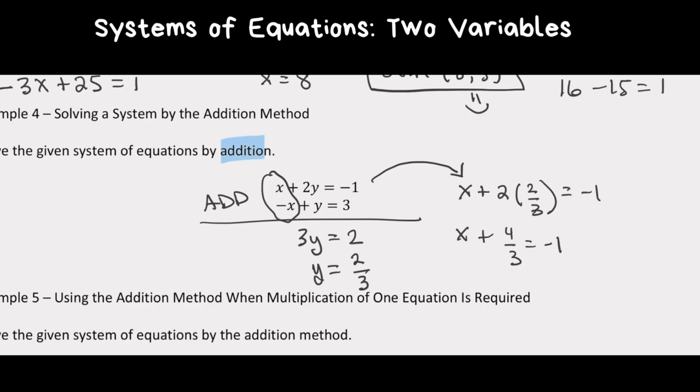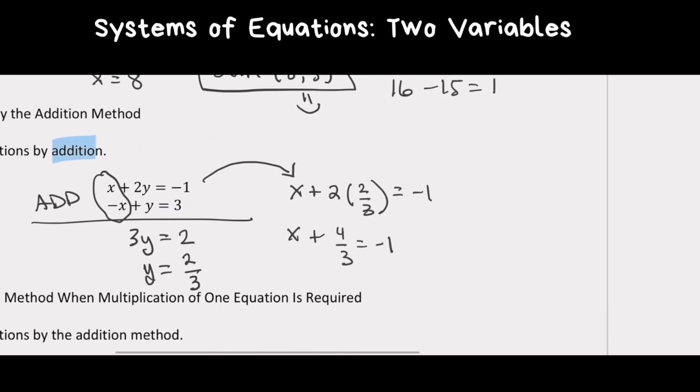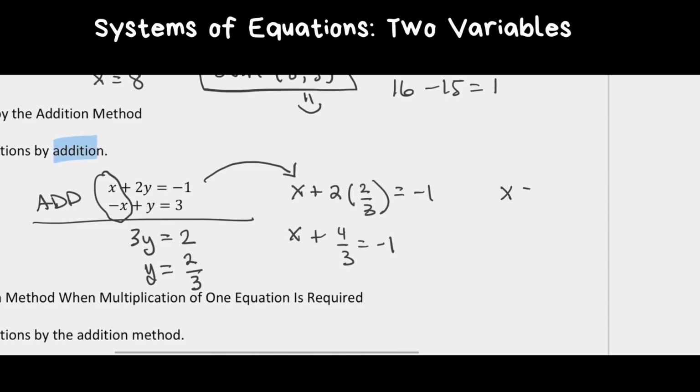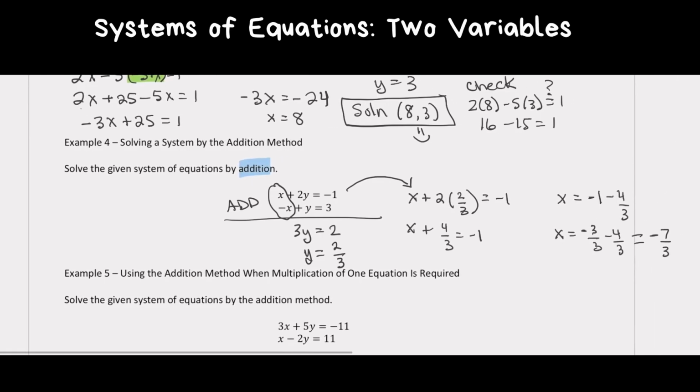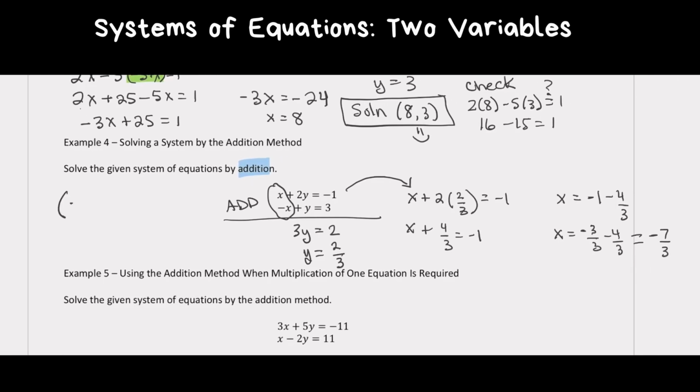I'm going to subtract 4/3 on each side. X is equal to -1 minus 4/3. Well, 1 is a 3/3. Now I have a common denominator. X is -7/3. So if I've done everything correctly, x is -7/3 and y is 2/3.